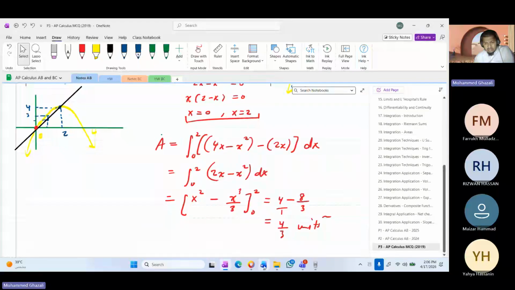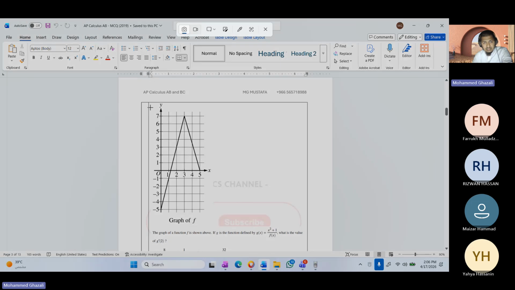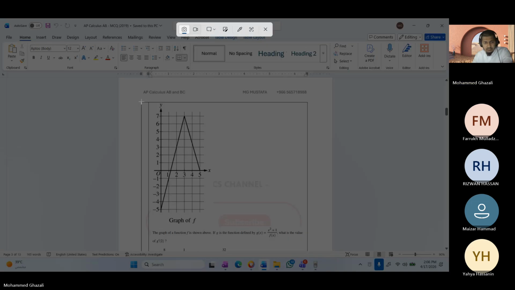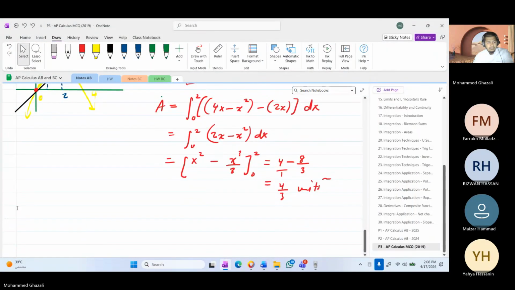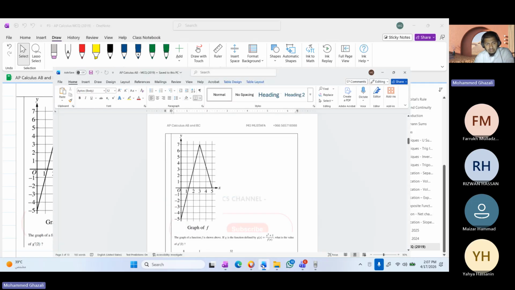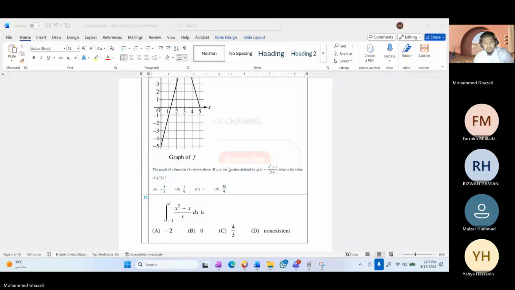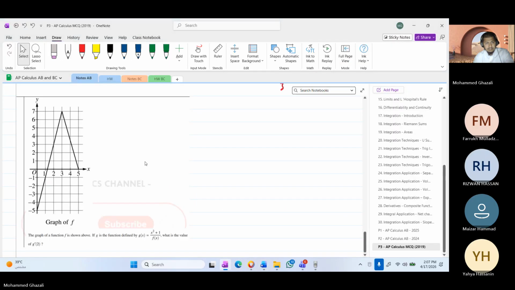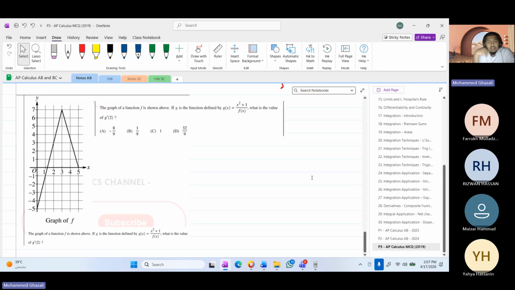Looking at question number 10, it's a graphing question. So what's given here is the graph. Right, so I'll put the question next to that. Question 10, I'll put the options and stuff next to that. So let's have a look at this graph and the multiple choice options. What's given here is the graph of the function f. If g is a function defined by g of x, what is the value of g prime 2?